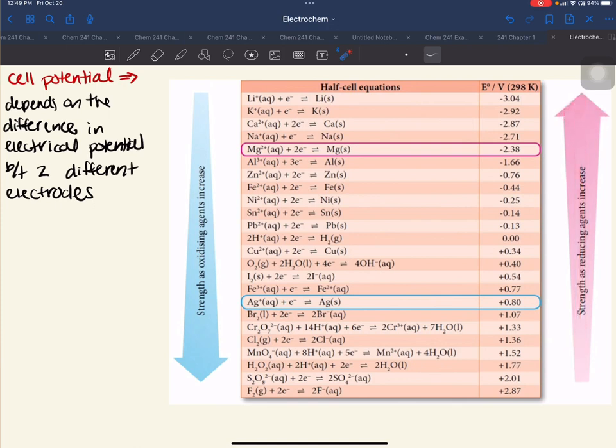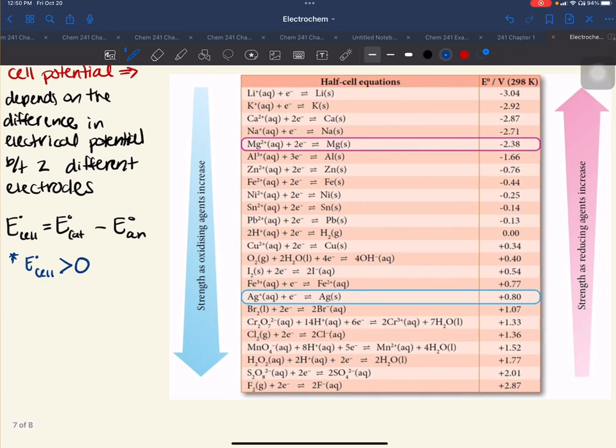So we can use this in order to calculate the cell potential, and we can use the cell potential to determine whether a redox reaction is spontaneous or not. So we have the equation E cell is equal to E cathode minus E anode. For spontaneous processes, E cell must be positive in order to be spontaneous.